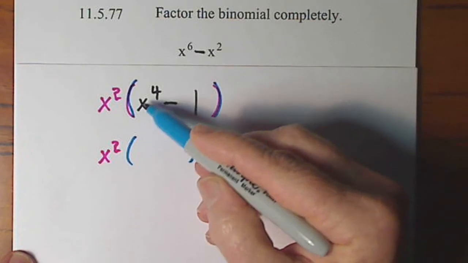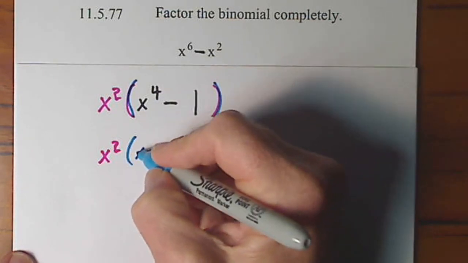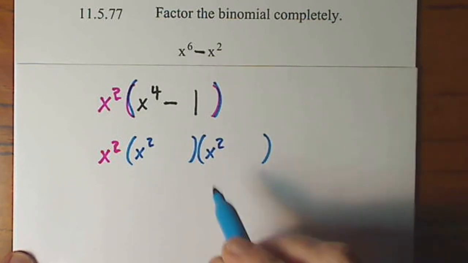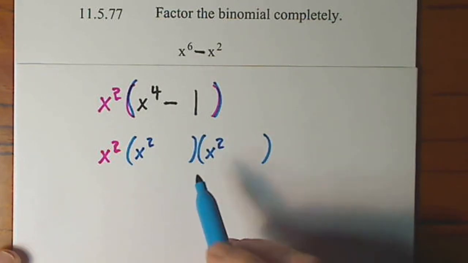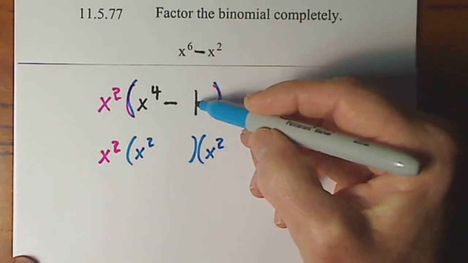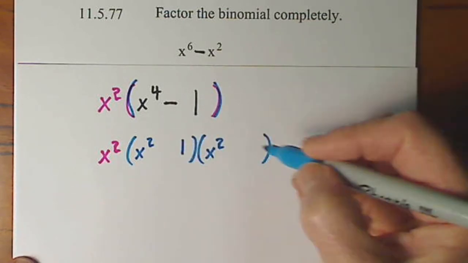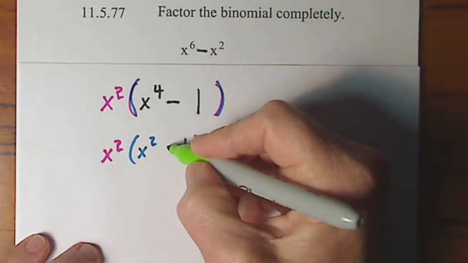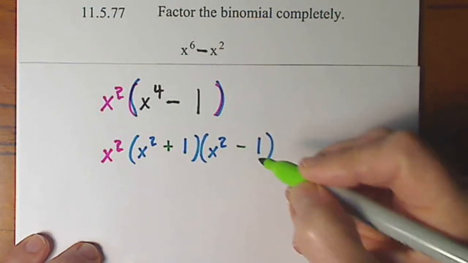The square root of x to the 4th is x squared, so you put x squared in the first position for each of these sets of parentheses. The square root of 1 is 1, so you put that in the last position for each. And then these have to be different signs. You need one positive and one negative.